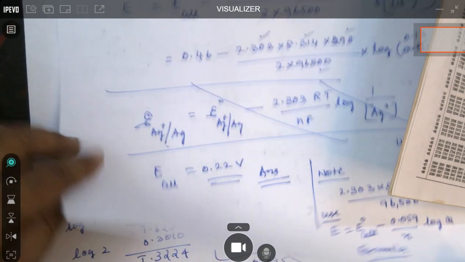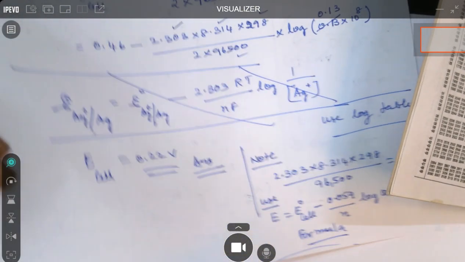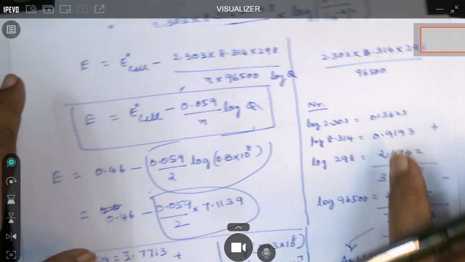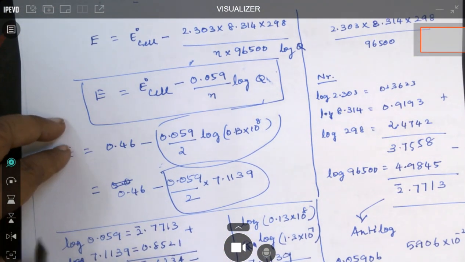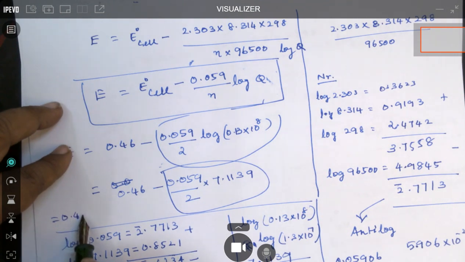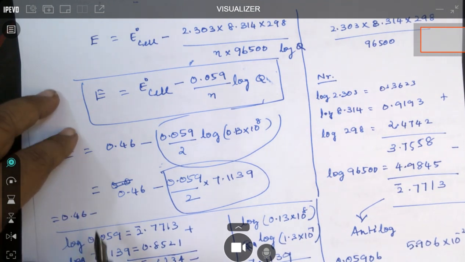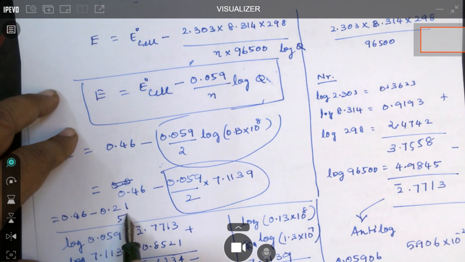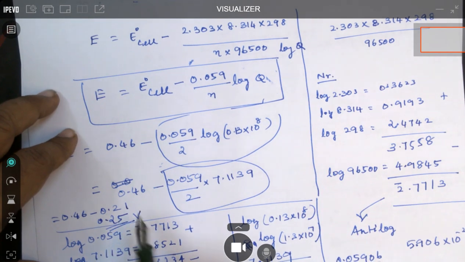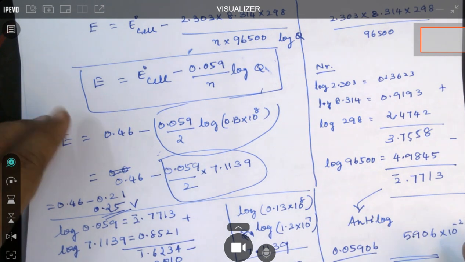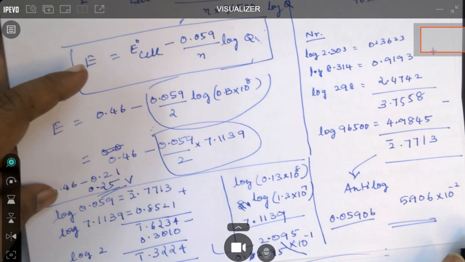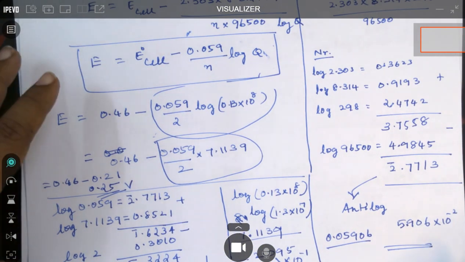Now you can consider this 0.46, you have got already, is it not? So take this 0.46 minus, what is this value? You can take it as 0.21 also, so 6 minus 1, 5, 4 minus 2, 2. So the value is 0.25 volt. Okay, so this is the way you have to get. So what is the E value? That is 2.5. You can declare this as 2.5, right?